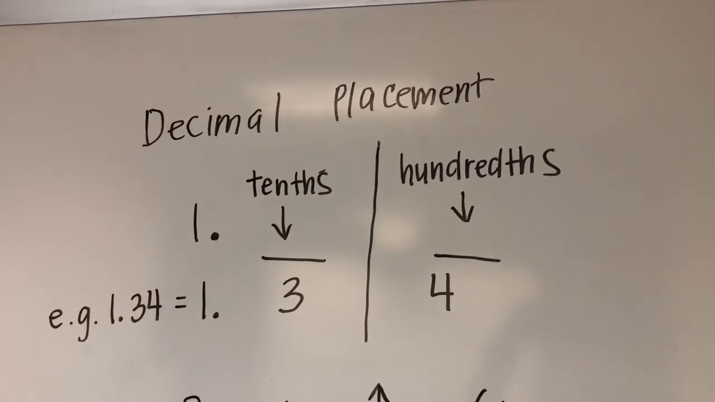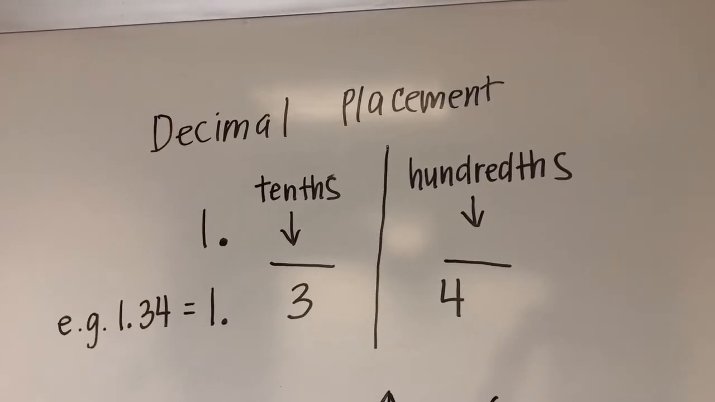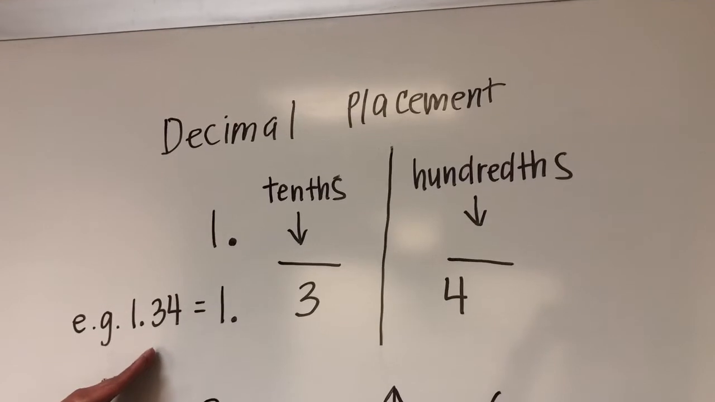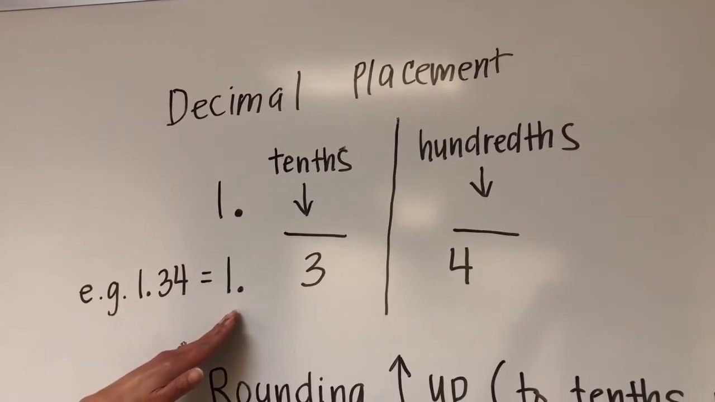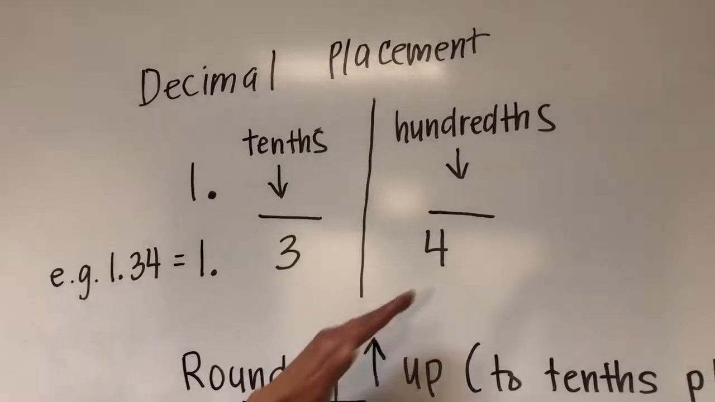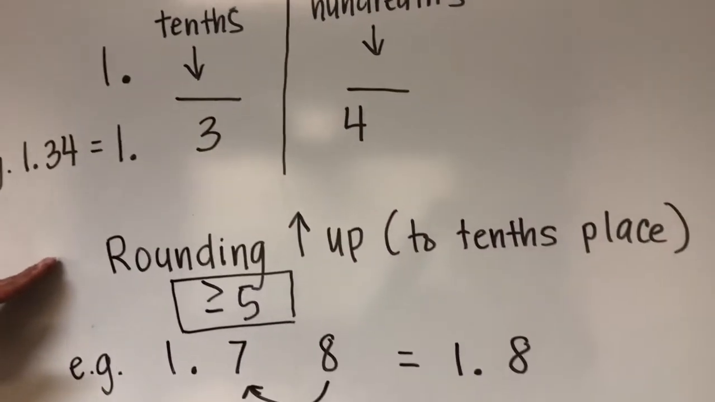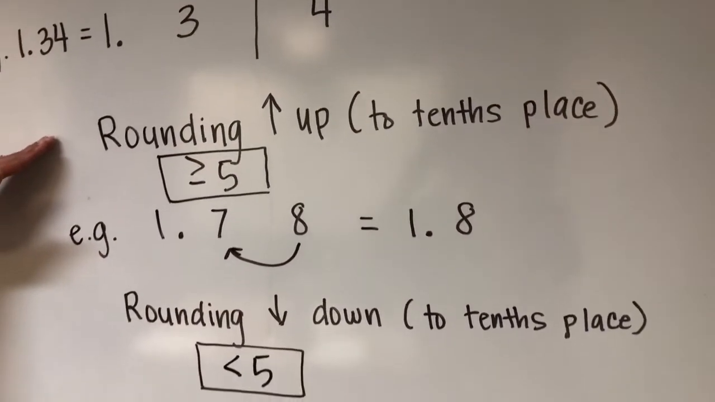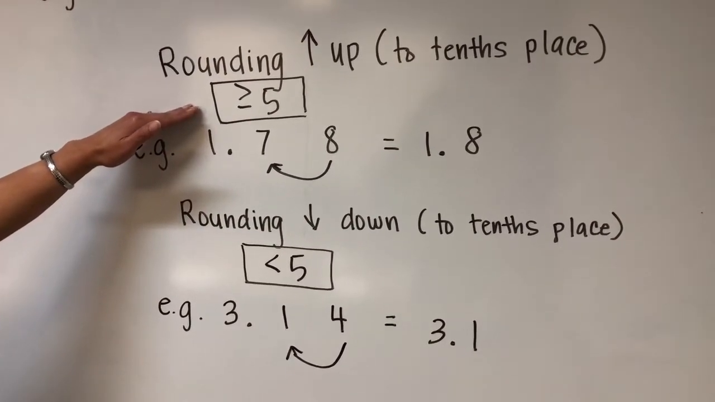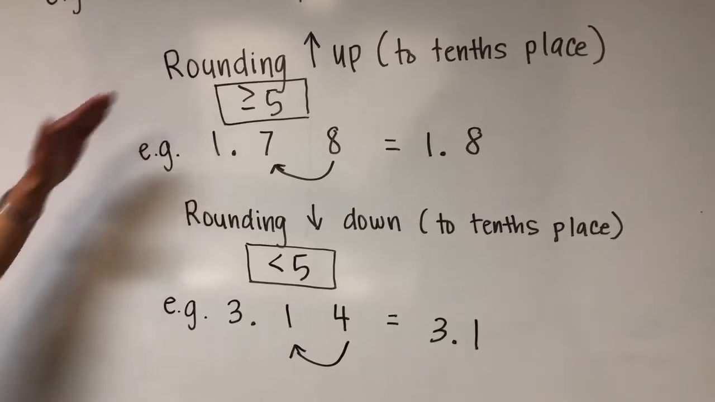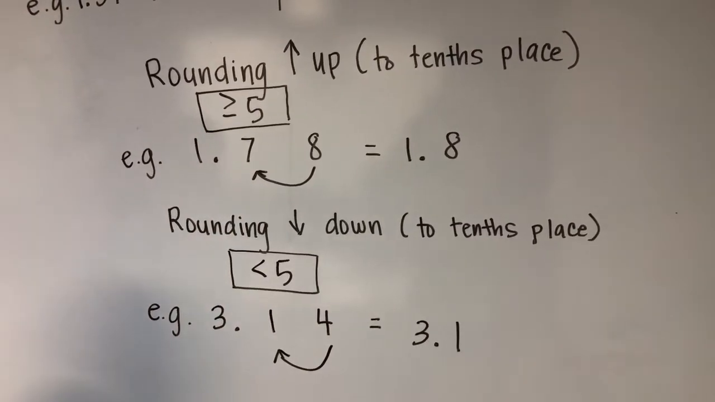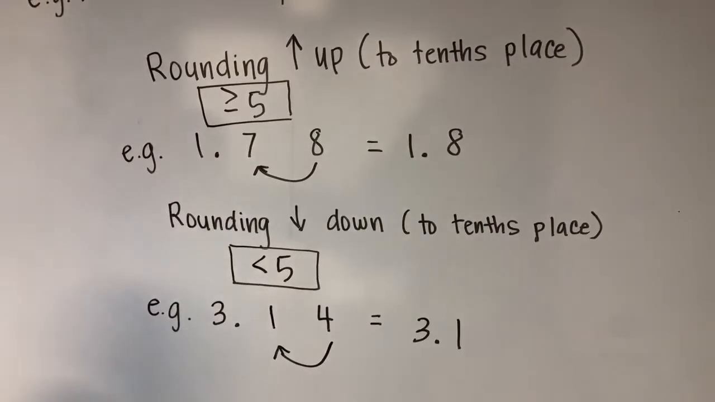When it comes to decimal placement, we have a whole number, the tenths place, and the hundredths place. For example, we have 1.34. The 1 is in the whole number place. You have 3 in the tenths place and 4 in the hundredths place. When rounding up, and in this example, we're going to round up to the tenths place, we take the number, and if it's greater than or equal to 5, then we round up. For example, we have 1.78. We take the 8 that is in the hundredths place to round up the number in the tenths place.